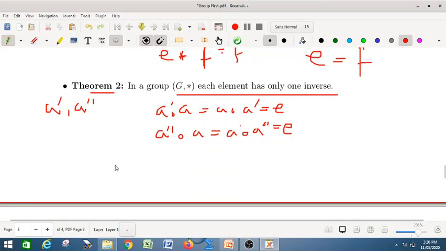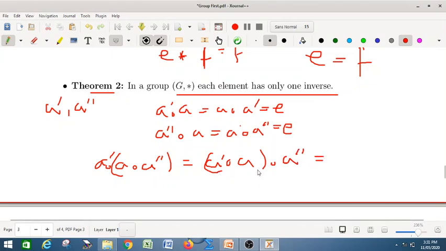Now A dashed circle A double dashed equals A dashed circle A double dashed, which equals A circle A dashed, and this is equal to E. Look at that. So E composition A double dashed equals A double dashed. Similarly, we can prove that this is equal to A dashed.